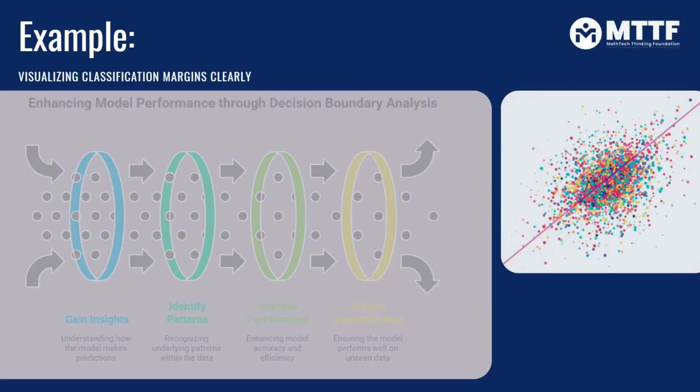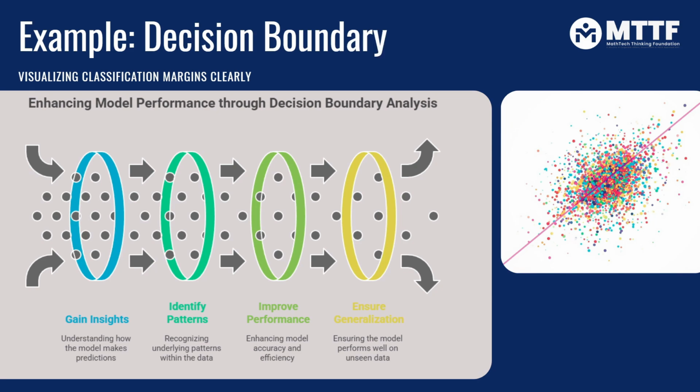As the model learns, it begins to separate data into meaningful groups. This separation is defined by the decision boundary. A decision boundary is the line, curve, or surface that divides the different classes in the feature space. It represents how a model distinguishes one category from another.